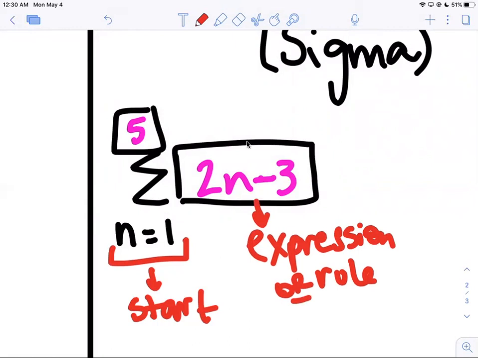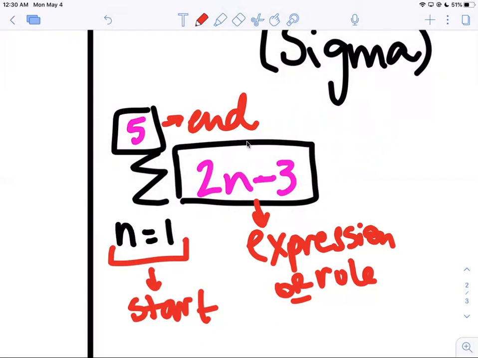sequence lesson. And then the box on top tells us where we end. We're going to start with n equals 1, and we're going to add up each time until we get to 5. I don't know how many of you guys have done computer programming, but a lot of programs work like this. You can write a program where you start at one number and then it keeps looping until you hit another number.